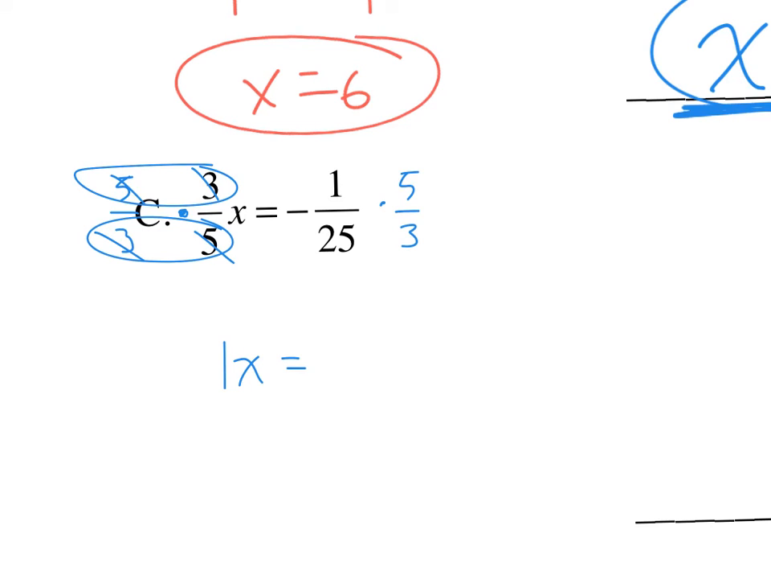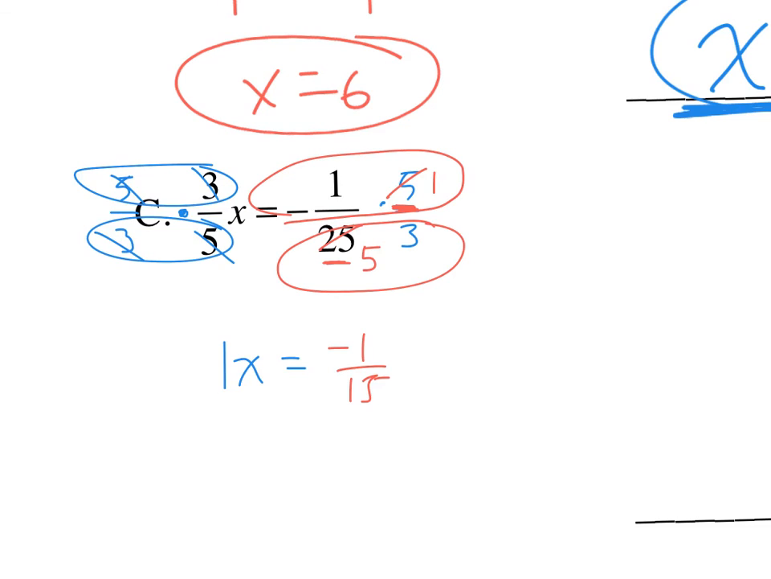Now, did you like the idea of multiplying across and then simplifying, or do you want to simplify first? Simplify first? Okay. If we're going to simplify first, is there a number that goes into 5 that also goes into 25? 5. How many times does 5 go into 5? 1. How many times does 5 go into 25? 5 times. You guys need to work on your skills a little bit. Okay? So now, negative 1 times 1 is negative 1, and we've got 5 times 3, which is 15. So x should equal a negative 1/15.